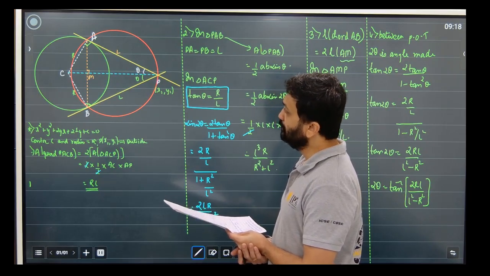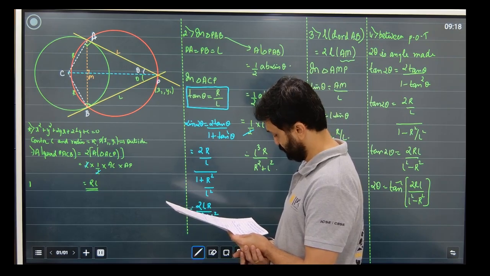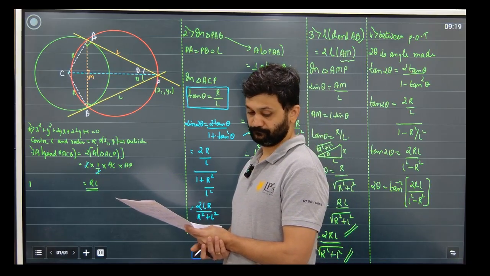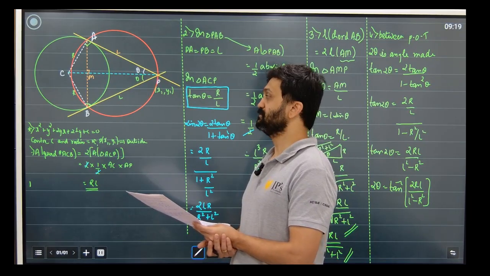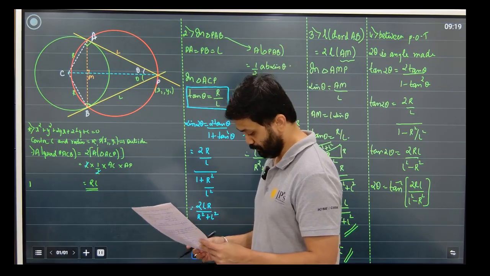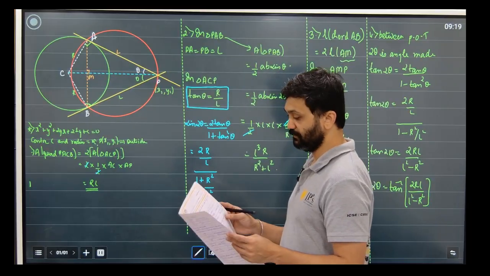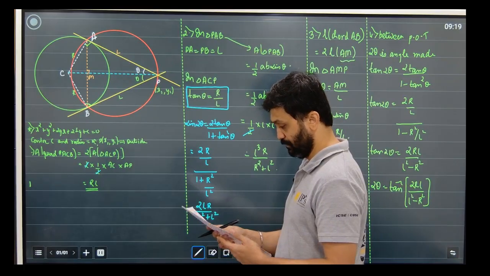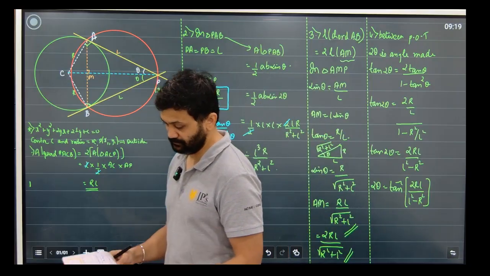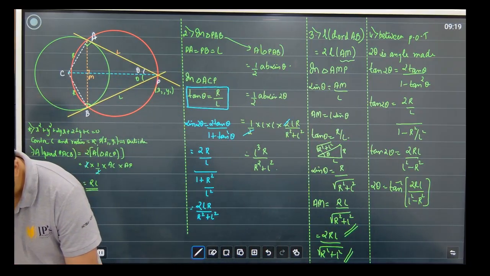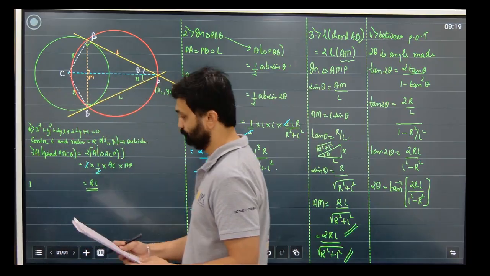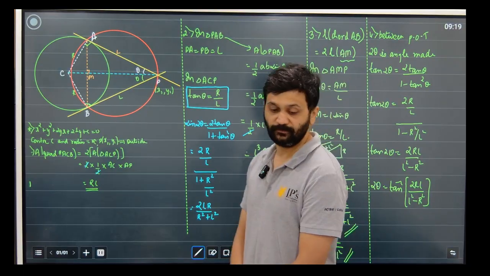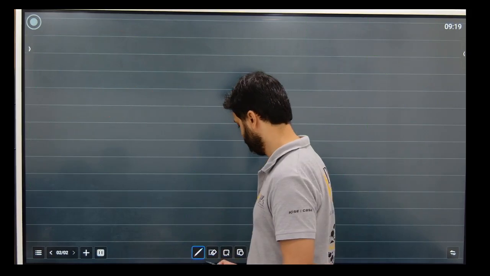The required circle will always pass through the center of the circle. Next concept.